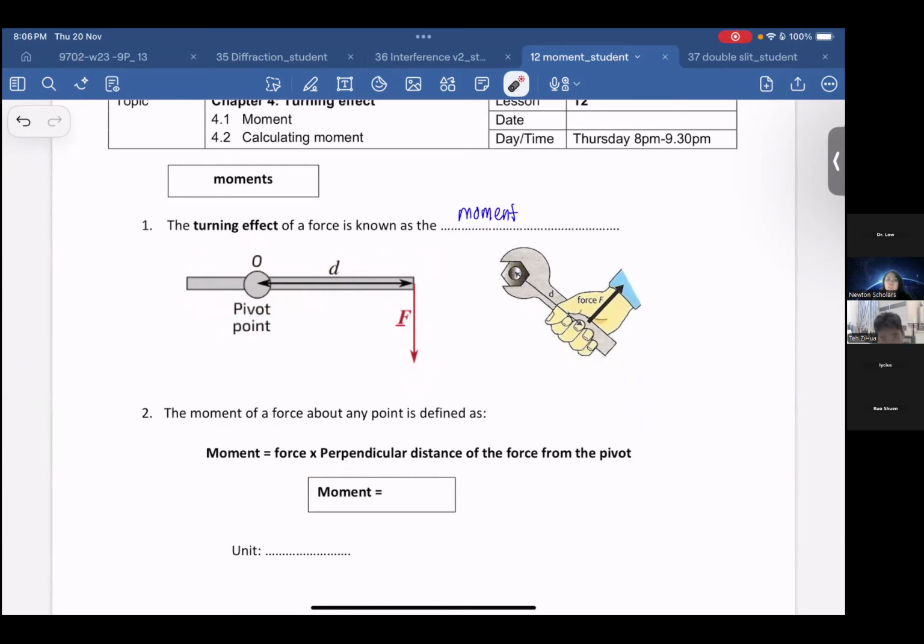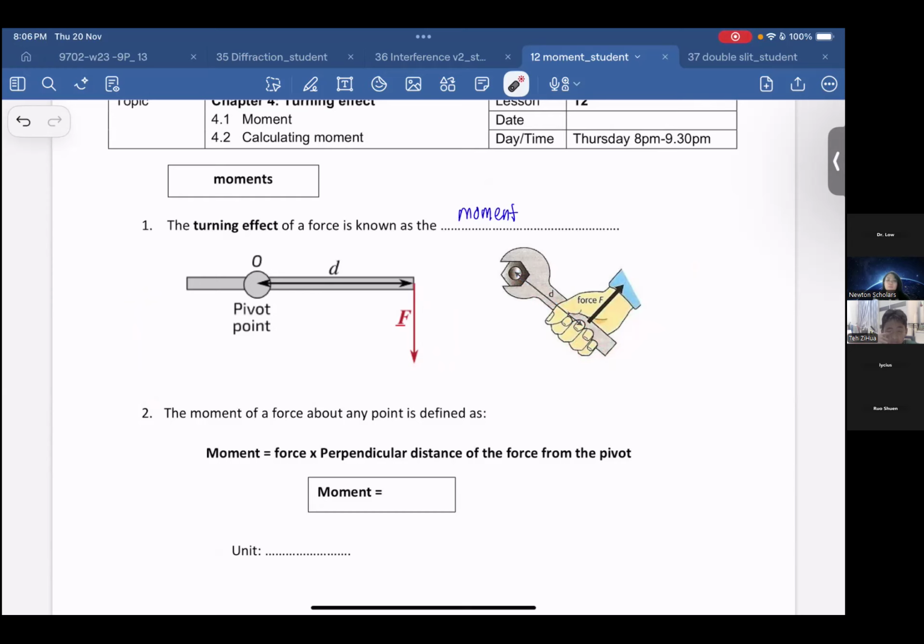So for moment, actually moment has direction. It can be turning clockwise or it can be turning anti-clockwise, depending on where is the force you are acting and where is your pivot. Okay, so this one also the same. We pull the force, at the end it turns. So turning effect we call as moment.